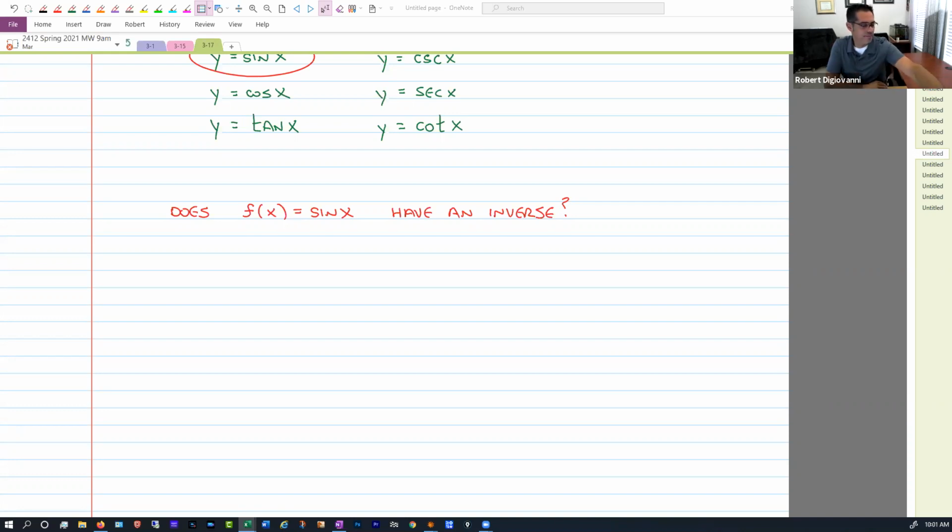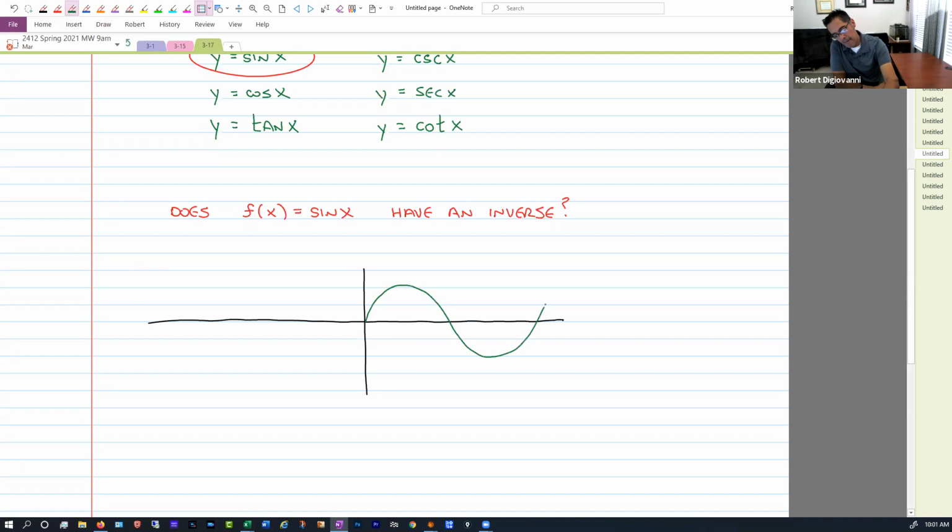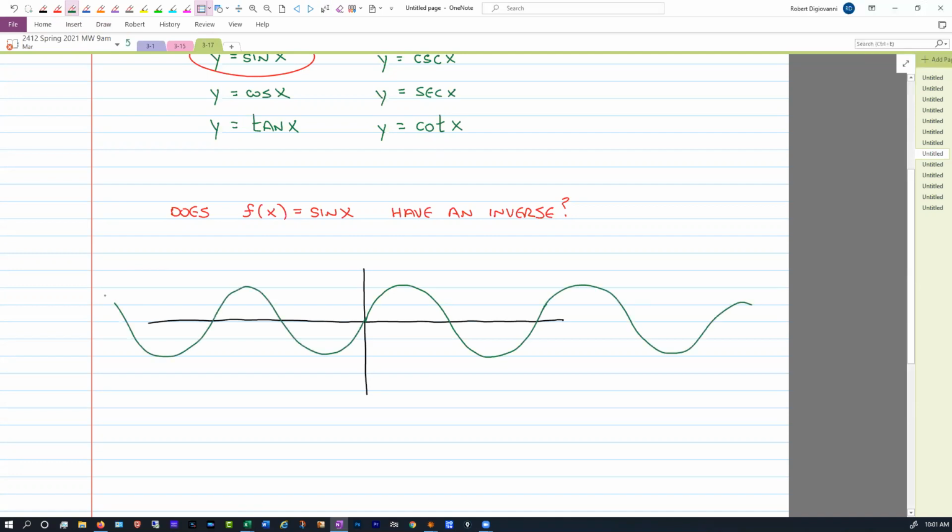All right. What do you think, Allison? Does sine x have an inverse? It's a function, so yeah. Okay, it's a function. If we were to draw the sine function, it would do something like this, right? And then it keeps going, doesn't it? Yes. So would you agree that it is a function, right? We know that. Does it have an inverse, Allison?